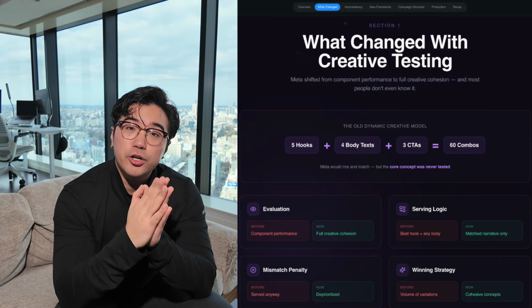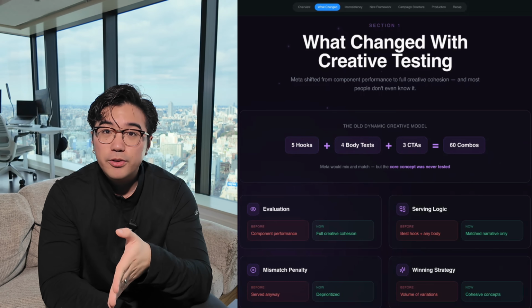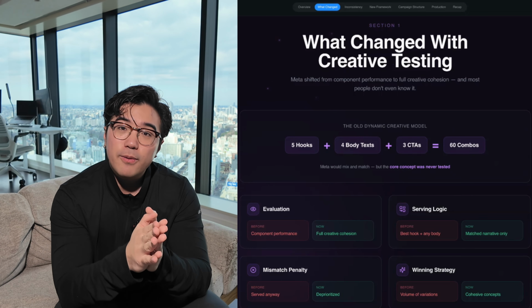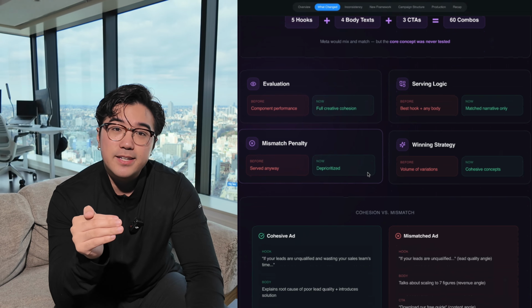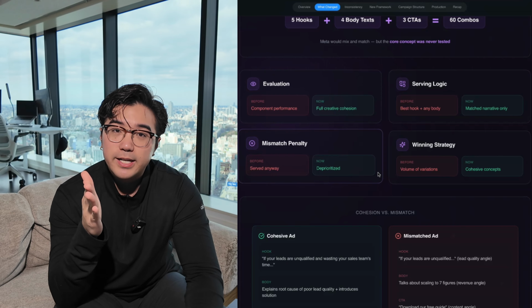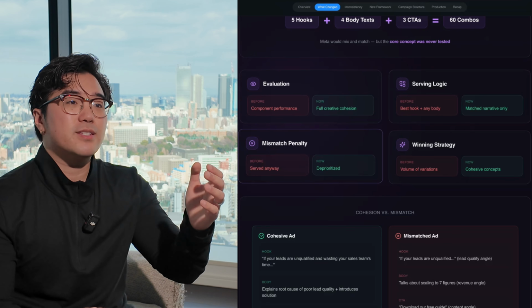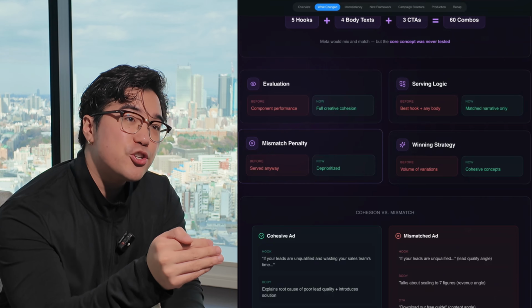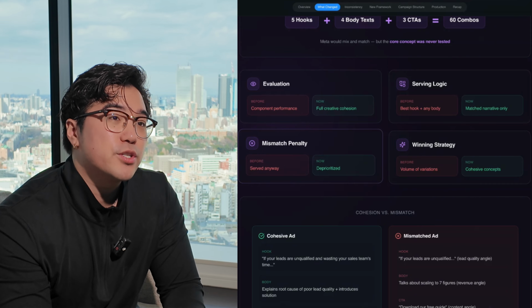So now if your hook is talking about lead quality and your body text is talking about scaling revenue, Meta sees that as a mismatch. And instead of just serving it anyway, the algorithm deprioritizes that combination because it doesn't create a cohesive user experience. This is a massive shift because it means you can't just throw random shit into dynamic creatives and hope it figures it out. You have to be intentional about which elements you're pairing together, or the system won't serve them effectively.